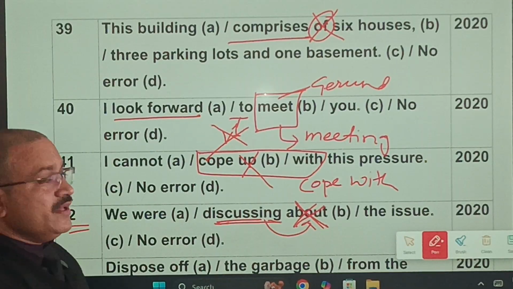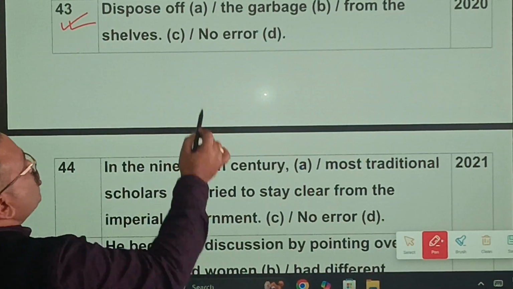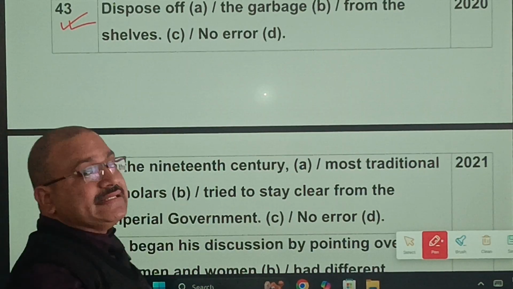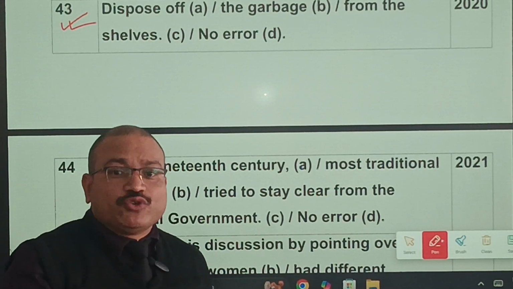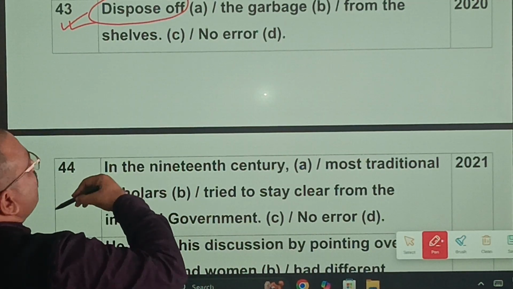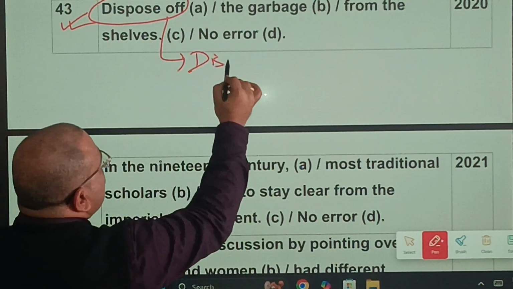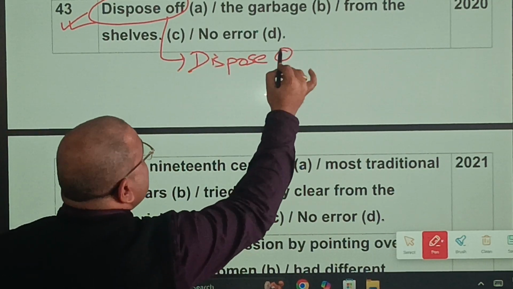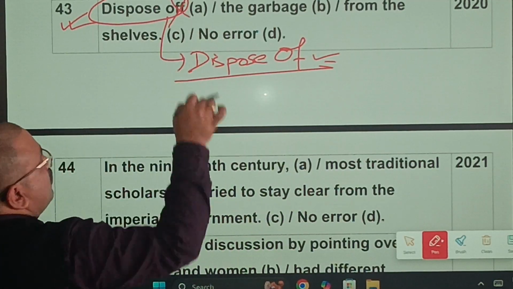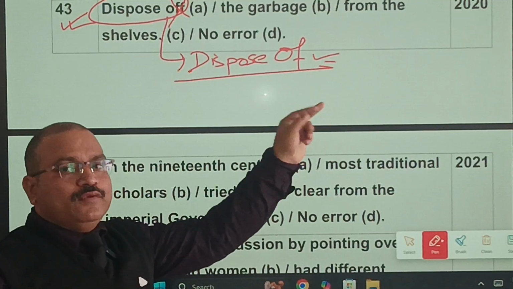Remember. So next one, question number 43. Dispose of the garbage from the shelves. The sentence sounds correct, seems to be correct, but it is grammatically wrong. Why? Because this is a wrong preposition here. Dispose of, wrong phrase. What is the correct one? Dispose, single F, dispose of. So of, O double F is wrong. What is the right one? Dispose of, O F.